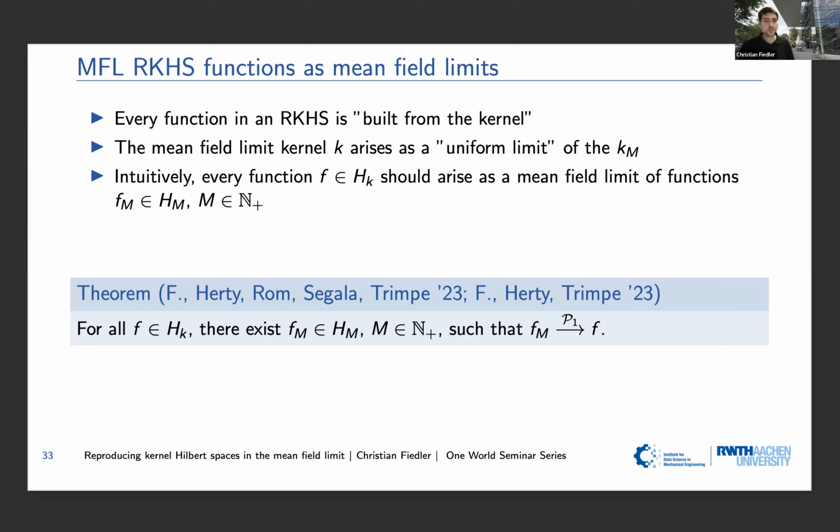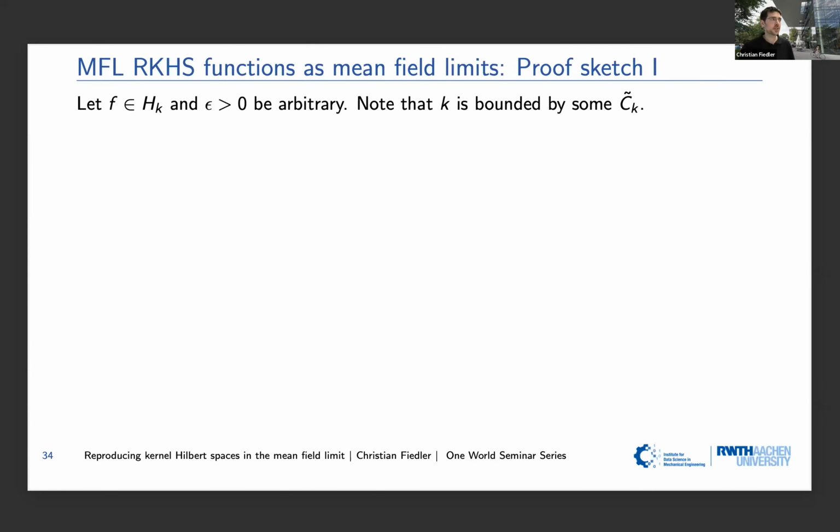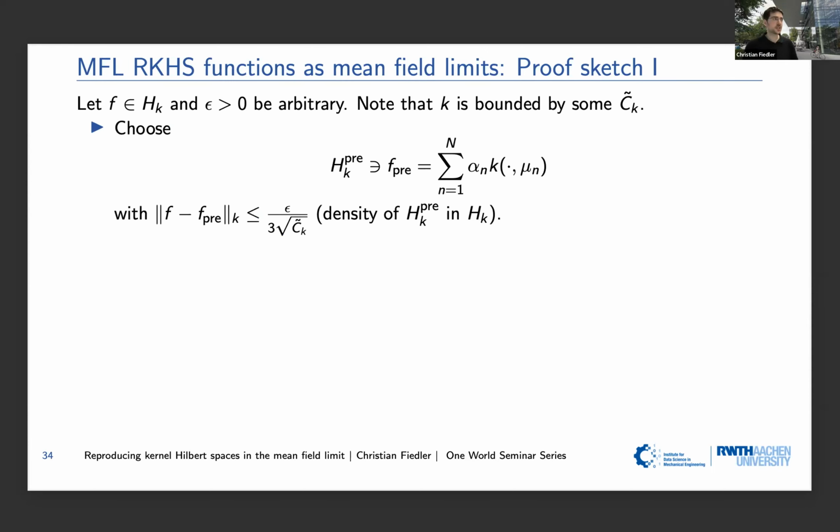So for every function from HK, the RKHS of the mean field limit kernel, we can find functions FM so that the sequence of functions FM converges in mean field to this fixed function. Here's a quick proof sketch illustrating the idea. Let us fix any RKHS function f from HK and epsilon. Now note that the mean field limit kernel is also bounded, say by CK tilde. Then in a first step, we find a function from the pre-RKHS corresponding to the mean field limit kernel, which is in RKHS norm very close to our target function f.